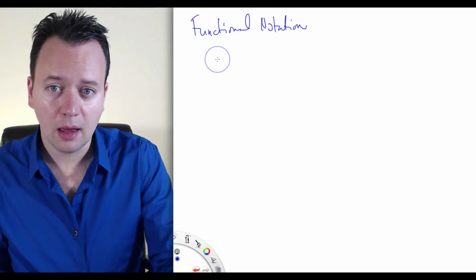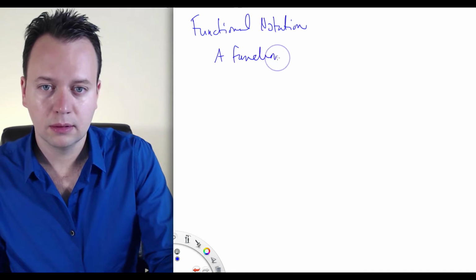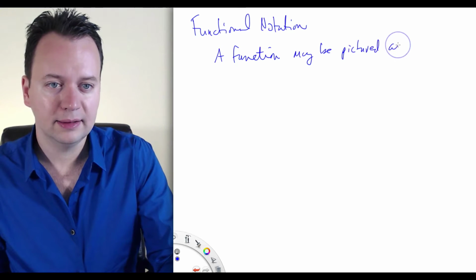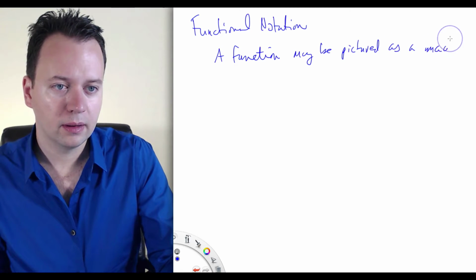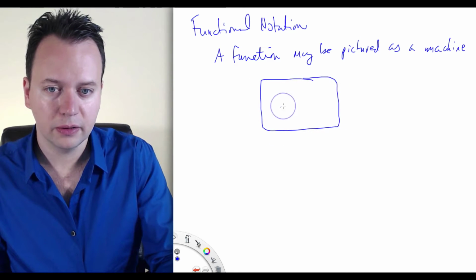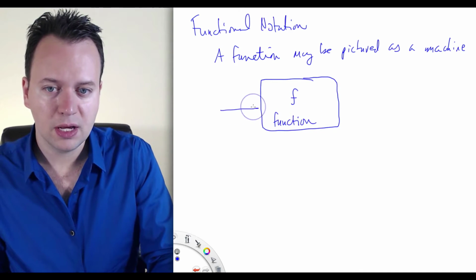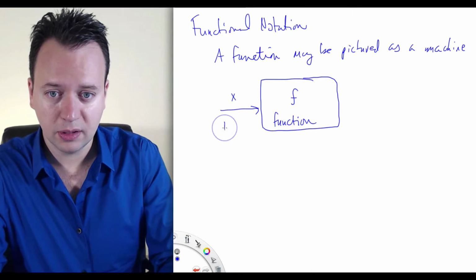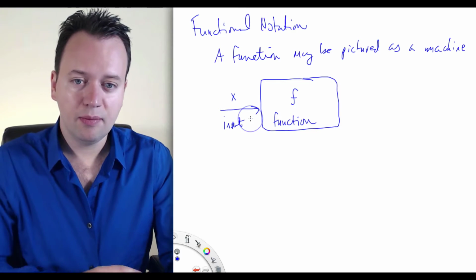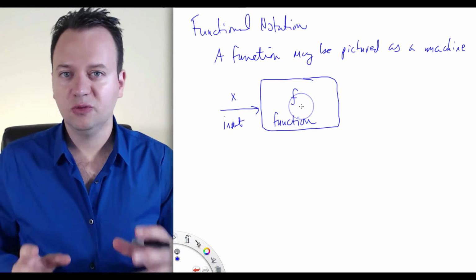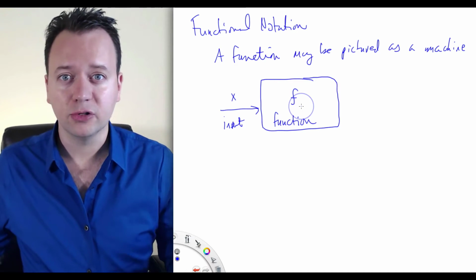So a function may be pictured as a machine. We can think of a function at one level as follows. Here is the function f, and this machine takes inputs, so we'll assign a variable to the input, and call that x. Something goes on in the box. Some rule is applied that can uniquely specify an output for whatever input happens to walk in.